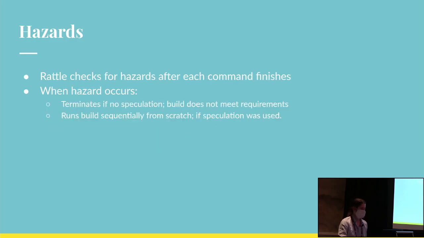And so after Rattle runs every command, it checks for these hazards that I just talked about, all three of them. And if a hazard occurred and Rattle ran the build with speculation, it attempts to rerun the build sequentially with no speculation, hoping that it'll succeed. Otherwise, it terminates because the build isn't idempotent. It doesn't meet the requirement of being idempotent.